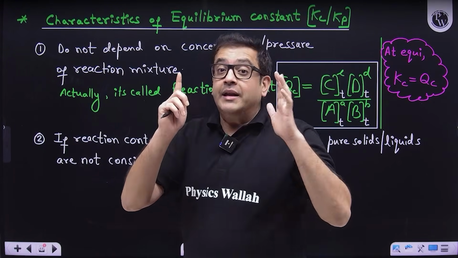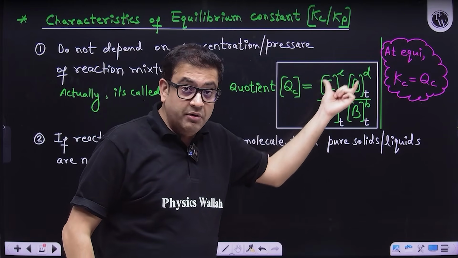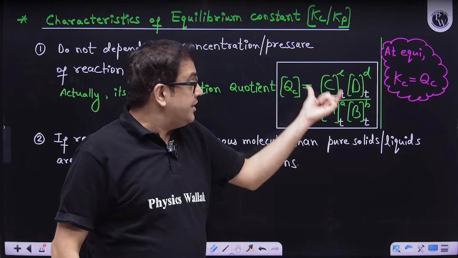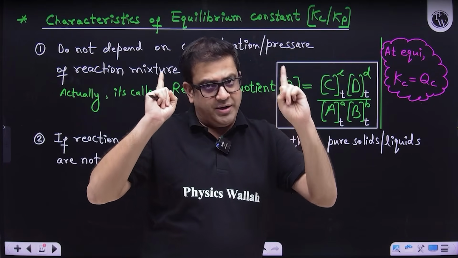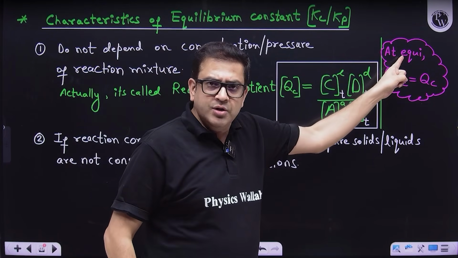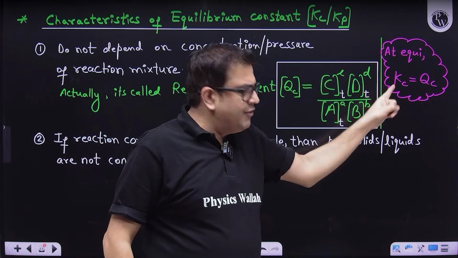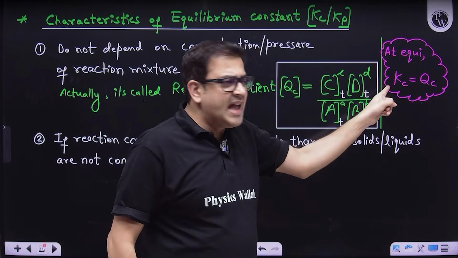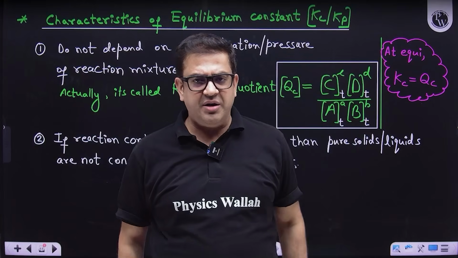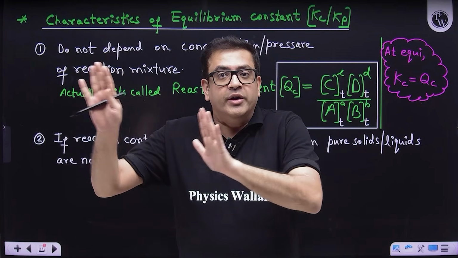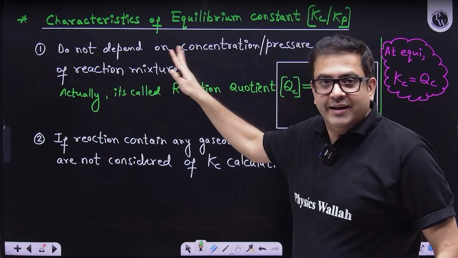But at any point of time, if you calculate this ratio raised to the power of the specific stoichiometry, it will be the reaction quotient. And yes, the reaction quotient at the time of equilibrium will be equal to Kc. But Kc has nothing to do with your ratio. It is a constant quantity, although it depends upon something we'll discuss in the characteristics.